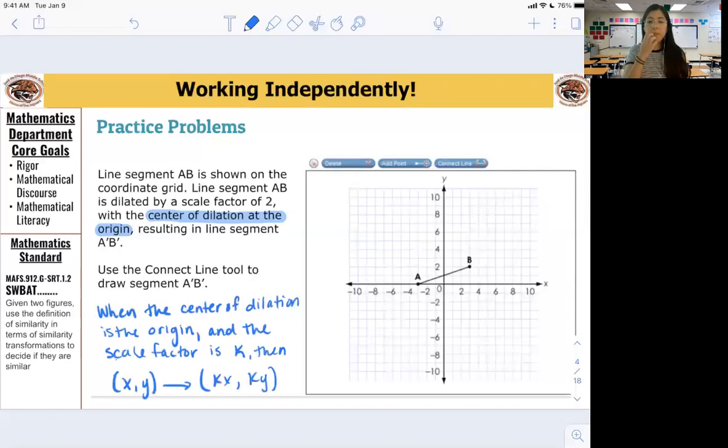I just wanted to be very, very clear about this because sometimes the center of dilation is the origin, and then sometimes the center of dilation is another point somewhere else. So when it's the origin, it's actually much, much easier to figure out where the new line segment is going to be. So go ahead and write this down, take another 10 seconds, and then we'll do the problem.